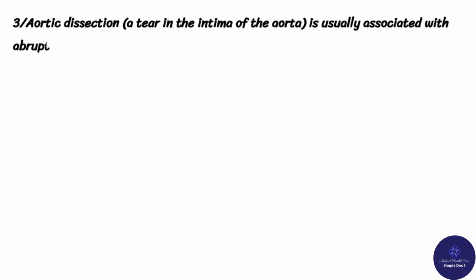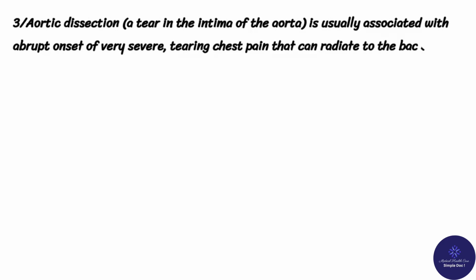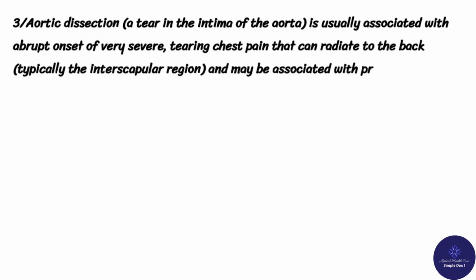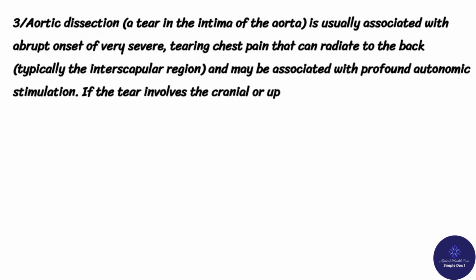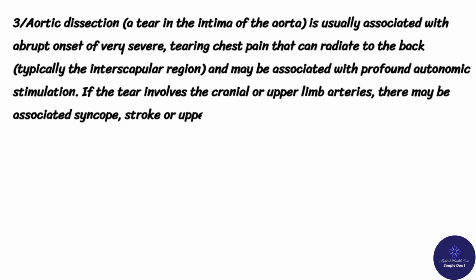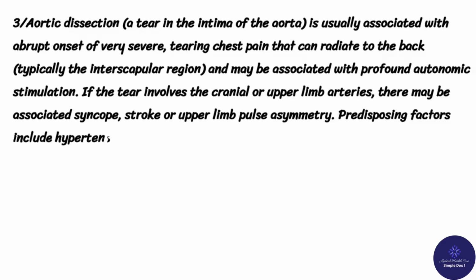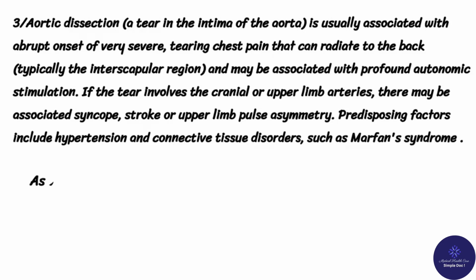3. Aortic dissection. A tear in the intima of the aorta is usually associated with abrupt onset of very severe, tearing chest pain that can radiate to the back, typically the interscapular region, and may be associated with profound autonomic stimulation. If the tear involves the cranial or upper limb arteries, there may be associated syncope, stroke or upper limb pulse asymmetry. Predisposing factors include hypertension and connective tissue disorders, such as Marfan syndrome.